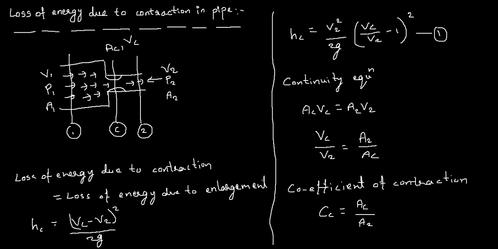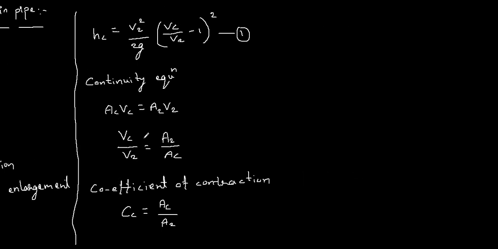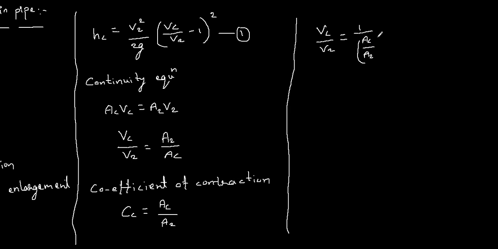So we can write it as: area at the vena contracta is Ac and area of the pipe is A2. When you observe the above equation, Vc by V2 is equal to A2 by Ac. So for getting Ac by A2 in this place, we can write Vc by V2 is equal to 1 by (Ac by A2). In place of Ac by A2 we can write Cc, the coefficient of contraction. So now we can write Vc by V2 is equal to 1 by Cc. Assume this as the second equation.